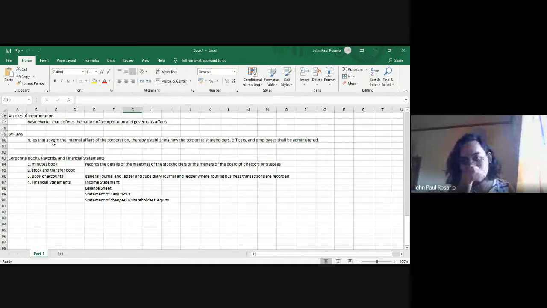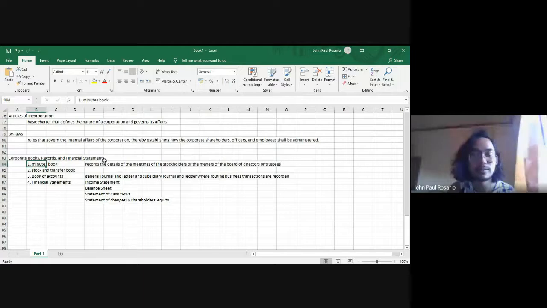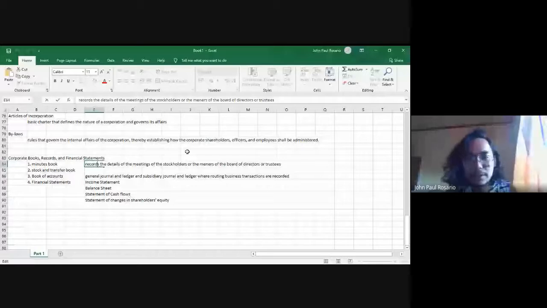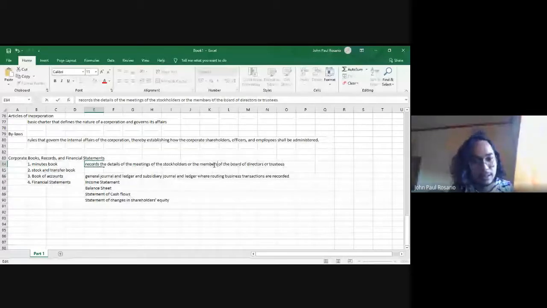Now let's continue to the corporate books, records, and financial statements of a corporation. The first one is the minutes book, which records the details of the meetings of the stockholders or of the members of the board of directors or trustees. So your minutes book contains the minutes of the meeting.